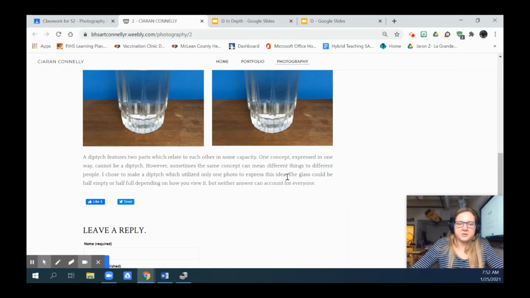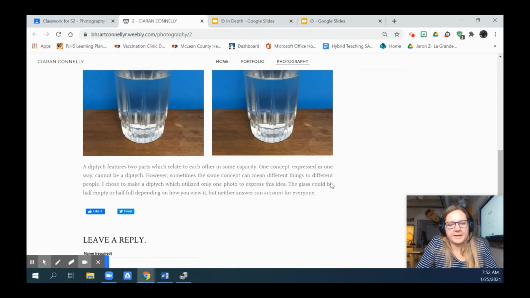A diptych features two parts which relate to each other in some capacity. One concept expressed in one way cannot be a diptych. However, sometimes the same concept can mean different things to different people. I chose to make a diptych which utilized only one photo to express the idea. The glass could be either half empty or half full, depending on how you view it, but neither answer can account for everyone.